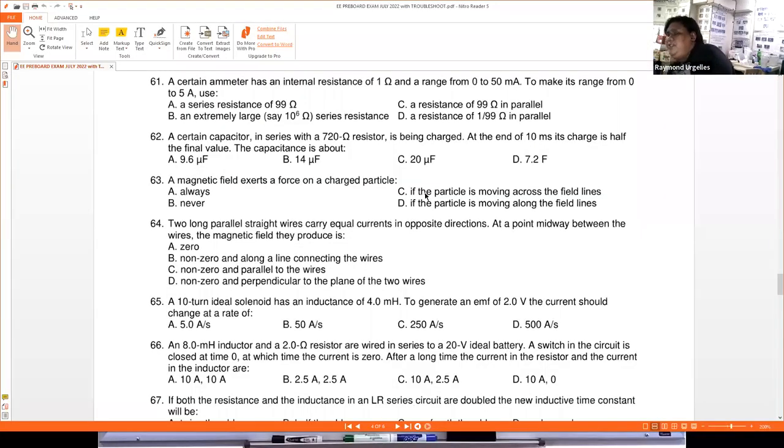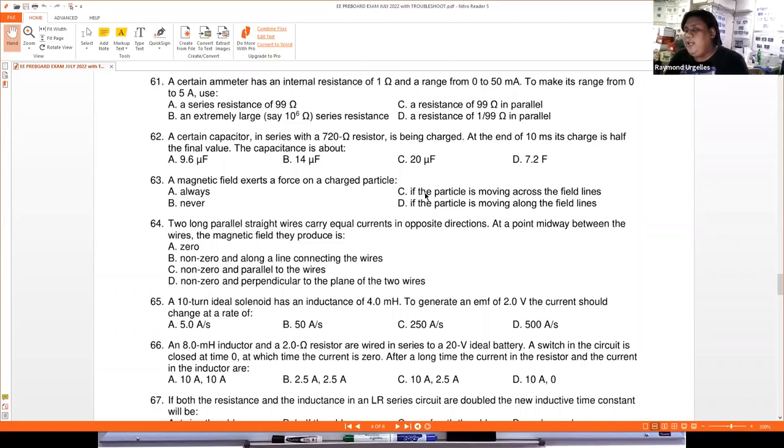Kasi nga imposible, or bihira kang magagamit ng mas malaking shunt resistance kaysa sa internal resistance, kasi hindi naman ganun kalaki yung multiplier mo, di ba? Kumbaga sayang lang yung pag-extend natin ng range. Okay? So next, number 62.